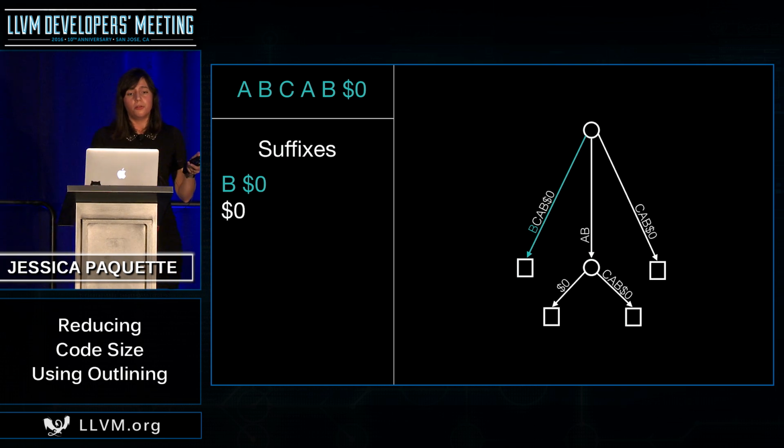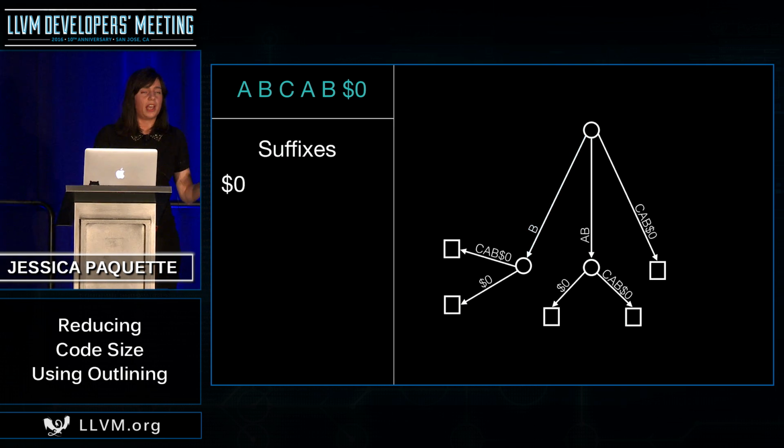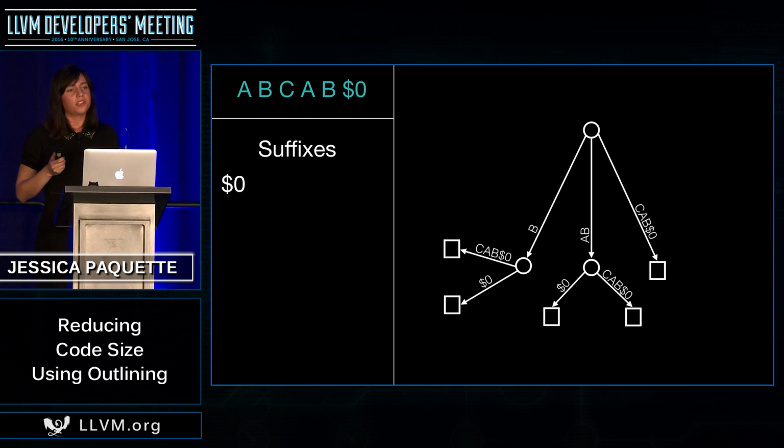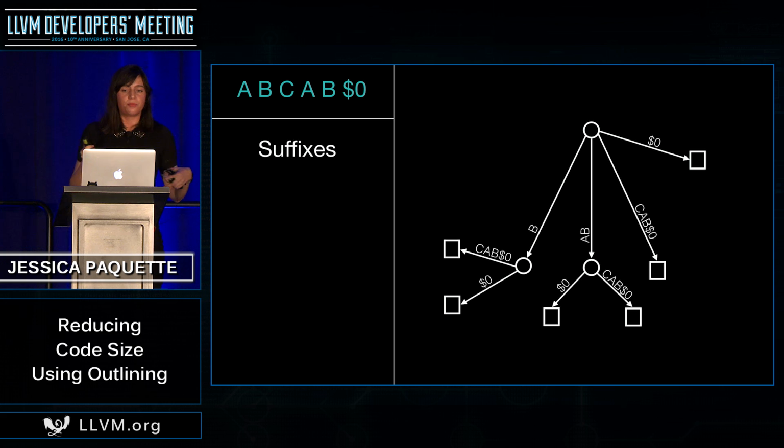So what we're going to do is split this edge as well. Now all that's left is to add the suffix for the terminator. Well, there's no edge leaving the root that starts with the terminator, so we'll just add a leaf for it. And now we have the full suffix tree.